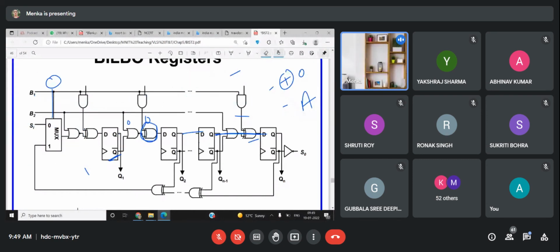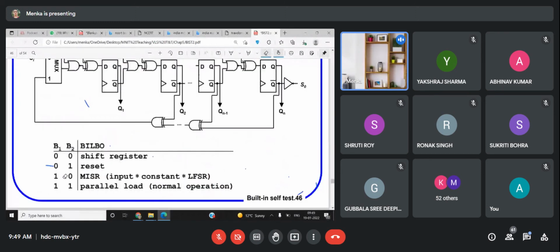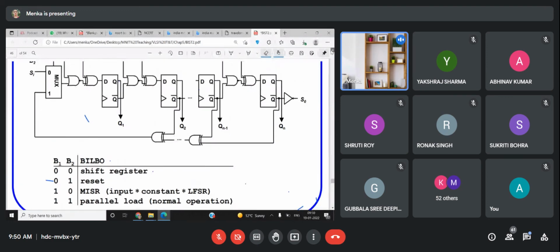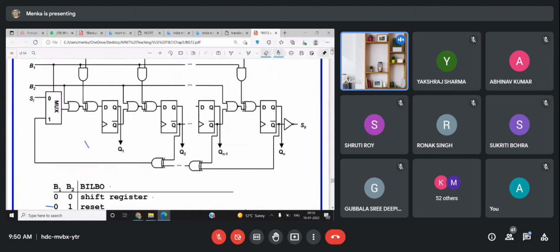So the next mode is 0 1. How it will be working for 0 1 mode? So let's have a look for the 0 1 mode. So the 0 1 mode is like this. First one is 0, B1 is 0, and B2 is 1. So this is going to reset all the values. So how it is going to reset? Let us have a look at this. So 0 is this. It means the selection, this is 0 and this is 1. So if this is 1, so irrespective of everything, what will be the output of NOR gates?